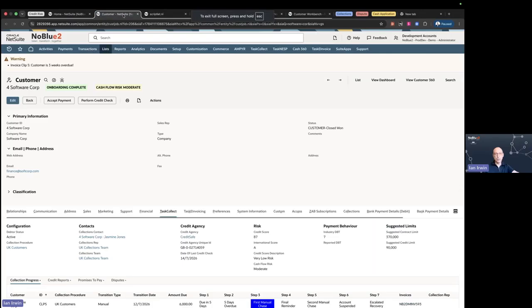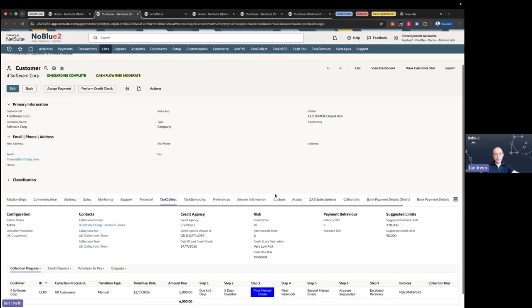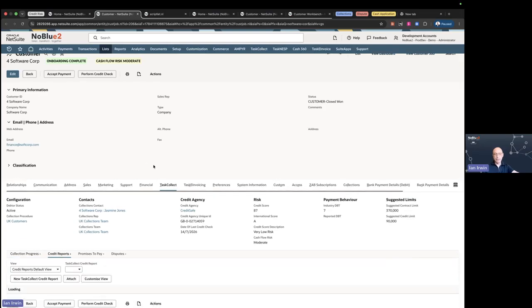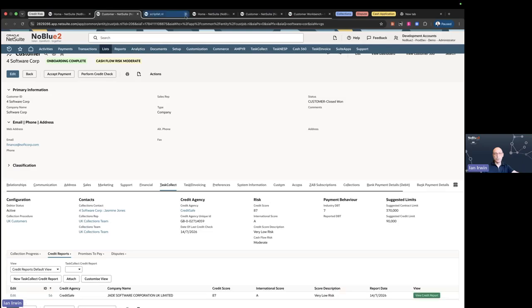Just to give you a quick example, here is a customer record. We can see that this customer record is connected into a credit agency called CreditSafe, where we have harvested from CreditSafe the current metrics relating to the health of that company. So we can see their credit score, suggested credit limits, and so on and so forth. Equally, we can also obtain credit reports for those organizations.